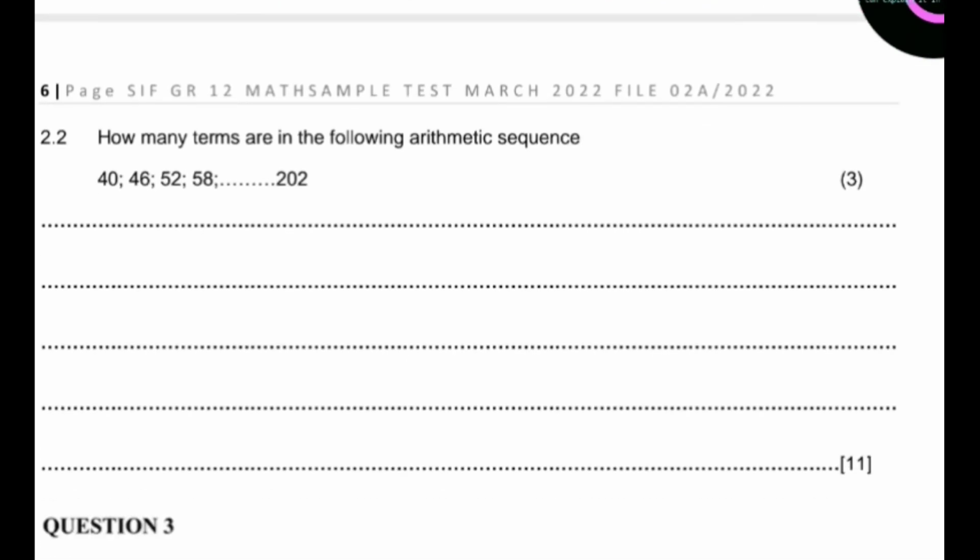2.2 says how many terms are in the following arithmetic sequence. We want the number of terms. It looks like this is the last term. So this is term 1, term 2, term 3, term 4. Whatever 202 is, that is the number of terms that we've got in this expression.